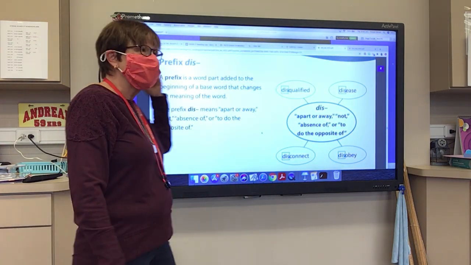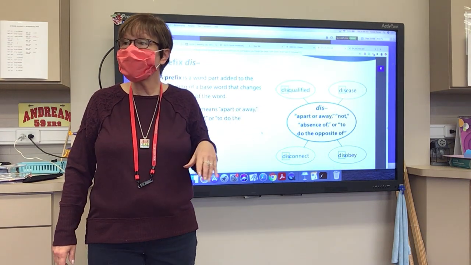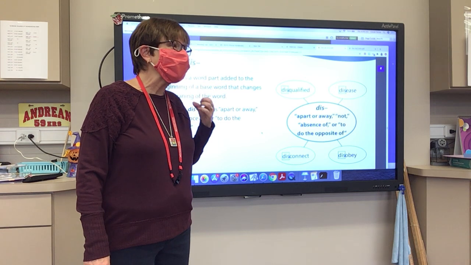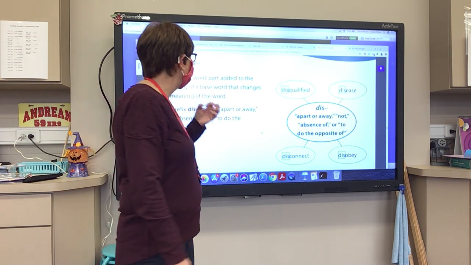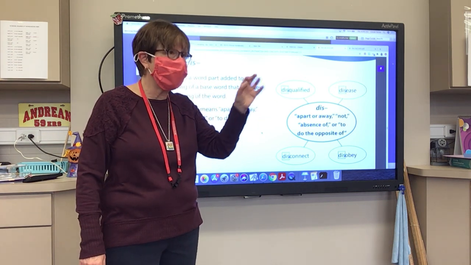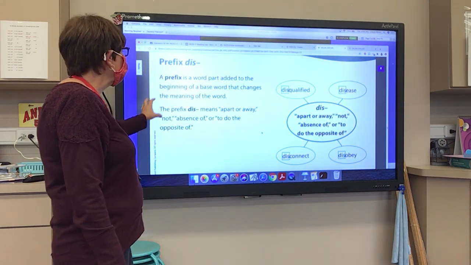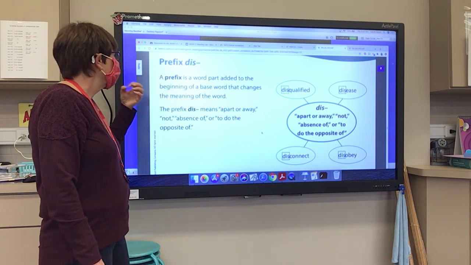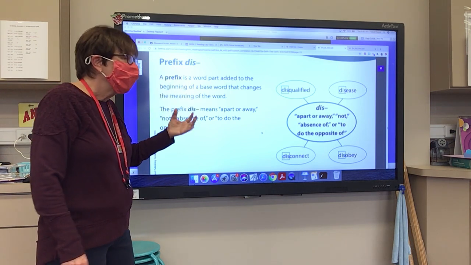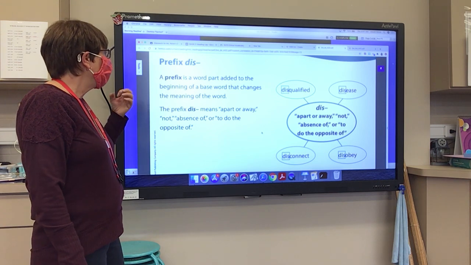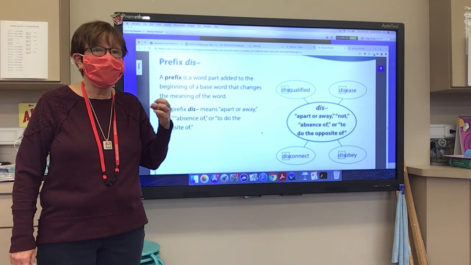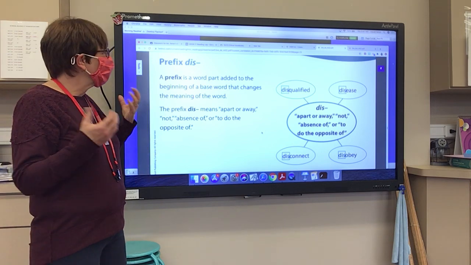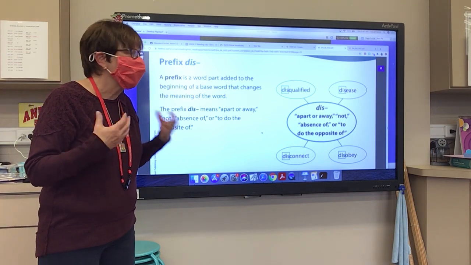Now, dis is a prefix, and we all know that a prefix is a word part that we add to the beginning of a word that changes the meaning of the word. We add it to a base word. Now, the prefix dis means apart or away. It can mean not, the absence of, or to do the opposite of. So it has a few different meanings. But a lot of times we think of it as meaning not something.